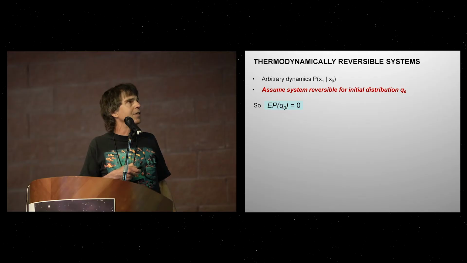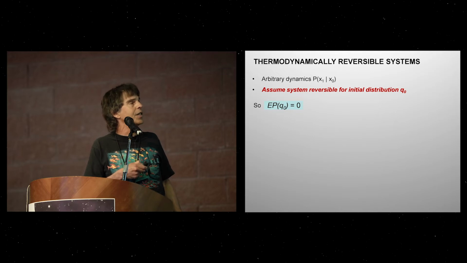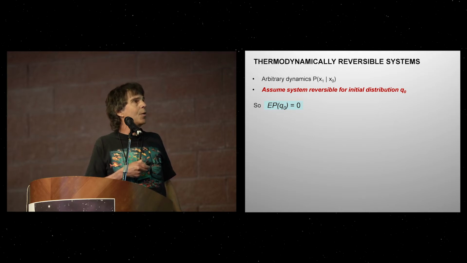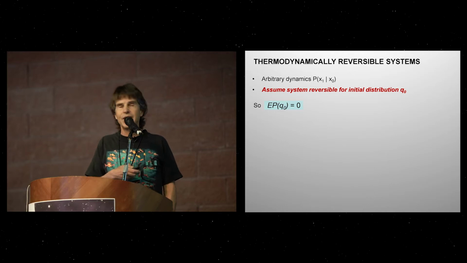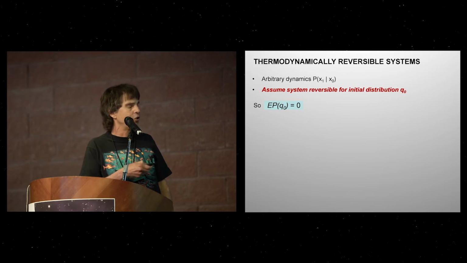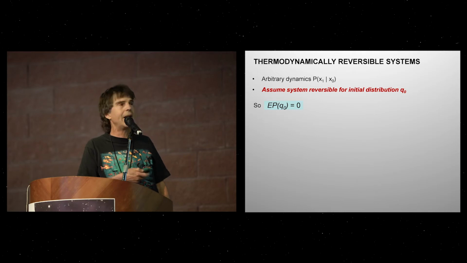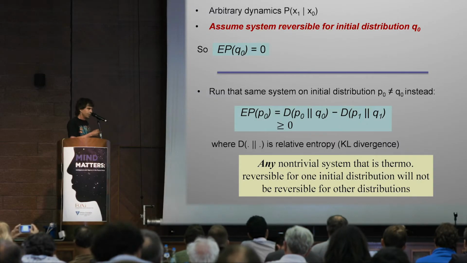Let's say that you take your system, it could be erasing a bit, could be doing anything whatsoever, and let's say we can saturate the generalized Landauer's bound so that it is thermodynamically reversible. It's a system that implements this conditional distribution, and it's thermodynamically reversible for some particular initial distribution of its states. That means when you start with that initial distribution, the irreversible entropy production, the part you cannot recover from the baths, is 0.